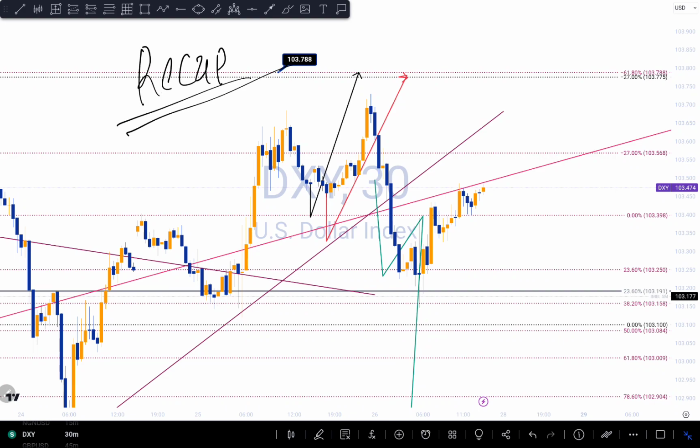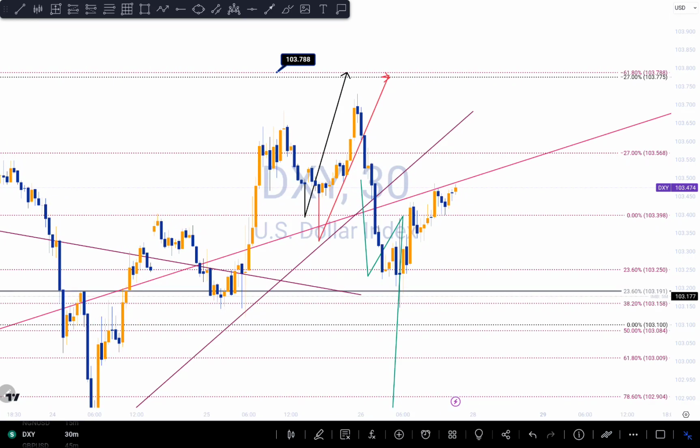based on the last analysis I analyzed. So when I analyzed the XY, I think we were around this area right here, and I said I was predicting the XY to push to the upside to get to my negative 27% fib level, which is 103.788. That was my prediction on the XY.